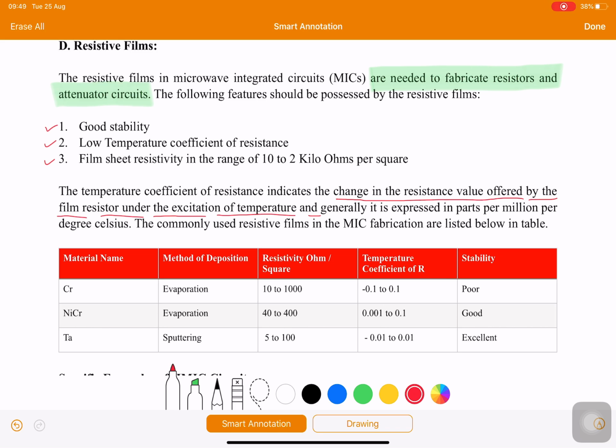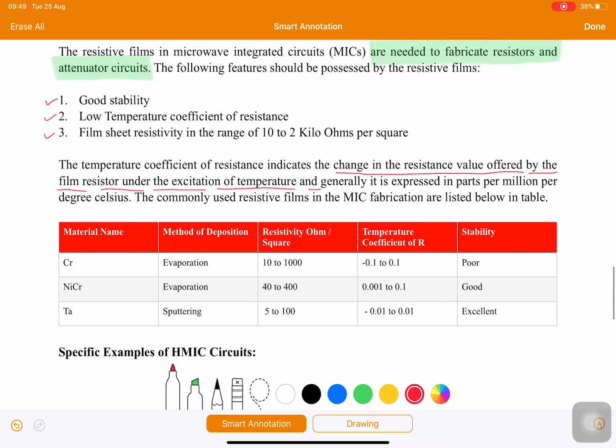Okay, so the lesser the value of the thermal expansion of resistance, the better the material to be used as a resistive film. The typical examples of resistive film materials are chromium, nickel chromium and tantalum. And the methods of deposition of these resistive films are mentioned over here.